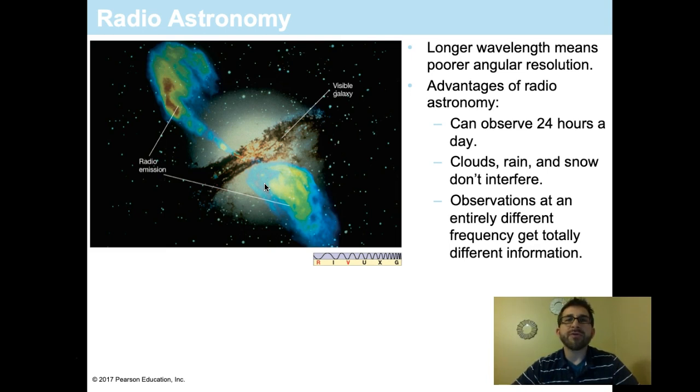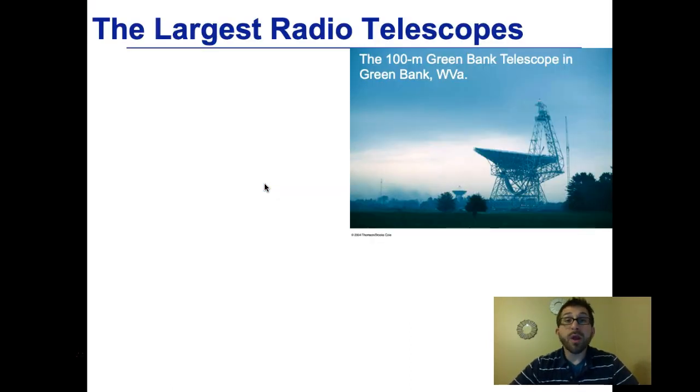Microwaves can interfere with it, like the microwave you have in your house. So we need to be careful when we're building a radio telescope that we're not going to get so much interference that it's useless. Now, where are the largest of radio telescopes?